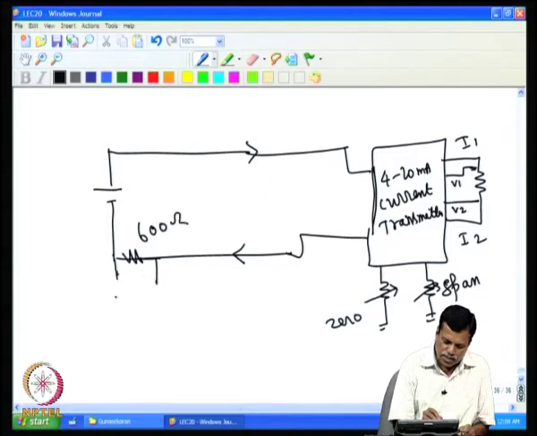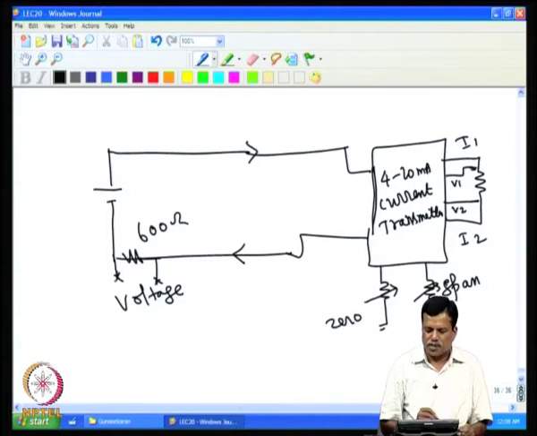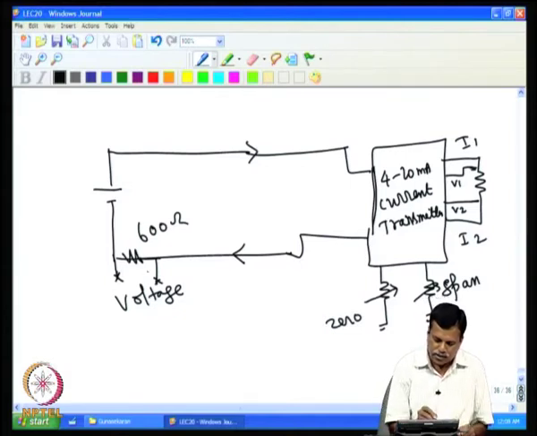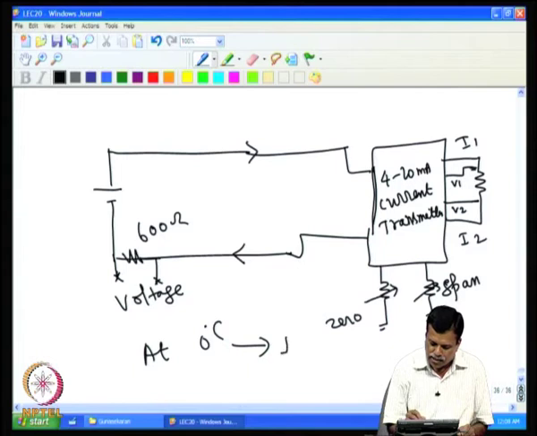So, this voltage gives you the temperature information. For example, when the temperature is 0 degree C, we adjust this zero part to get 4 milliampere. So, at 0 degree C, current is 4 milliampere.